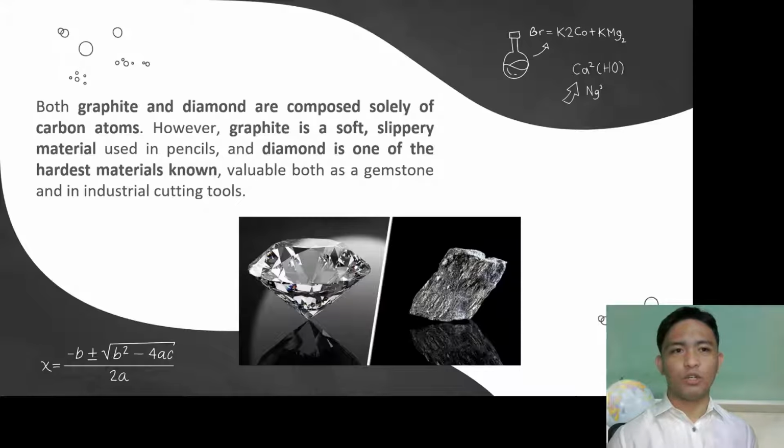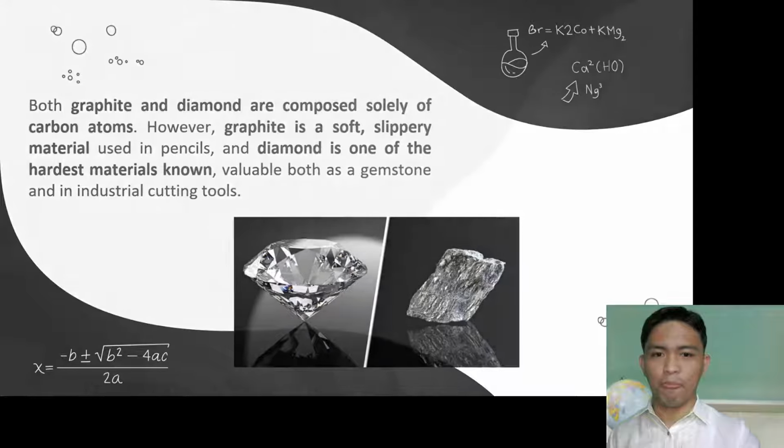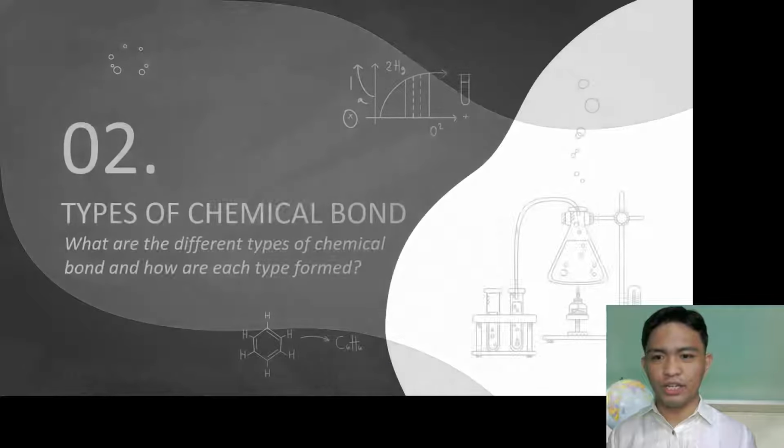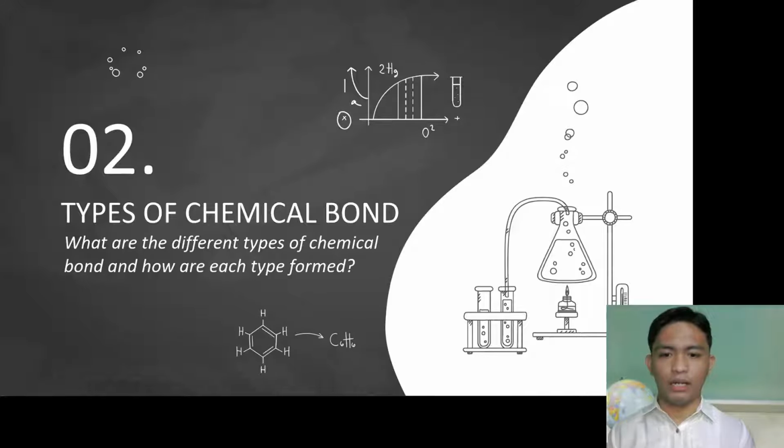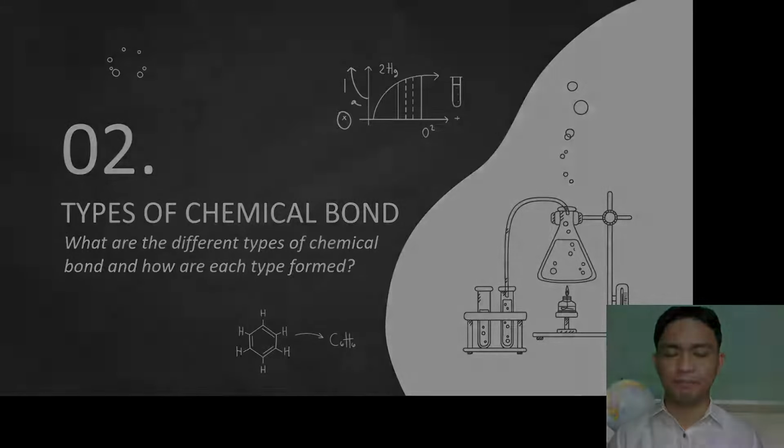Okay? So, nasagot na natin yung unang tanong, what is a chemical bond? Meron pa tayong mga bonus. Nasagot natin what causes this bond or this force, and why is there a need to form a chemical bond. We will now proceed to the next question. Next question, which is, what are the different types of chemical bond and how are each type formed? So, ito naman yung pag-usapan natin.